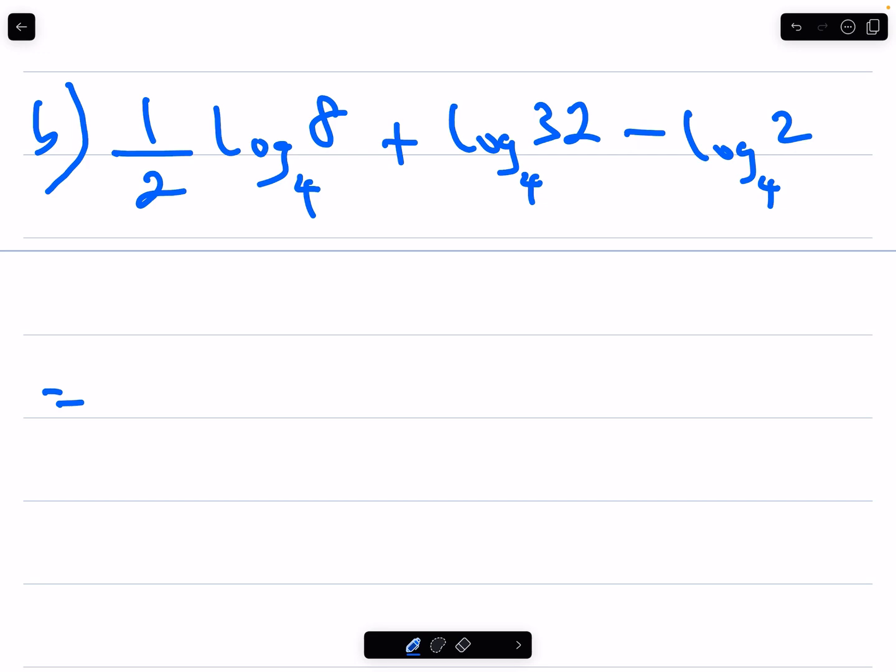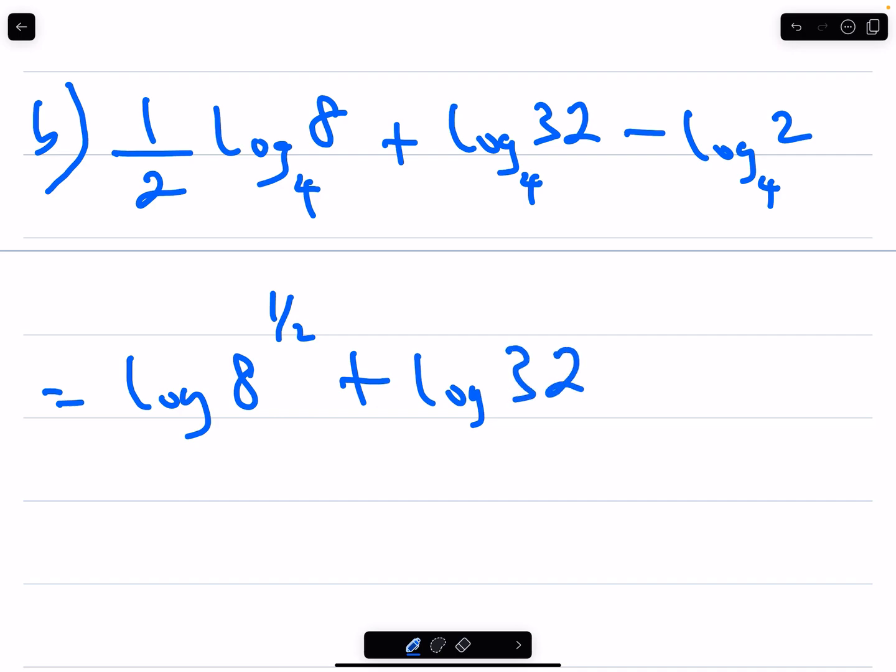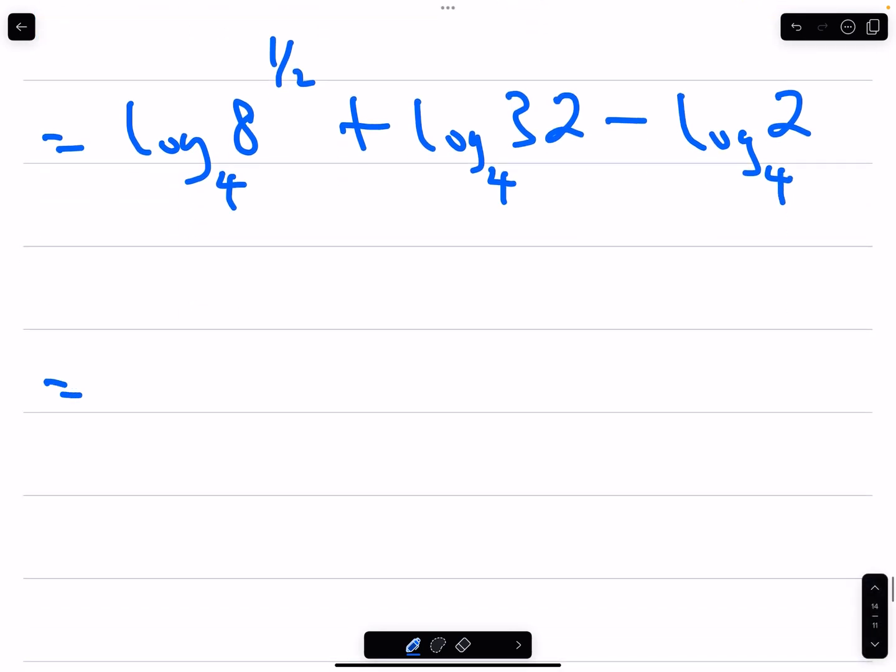First of all, don't fall for the trick. It's always simple. This is the same as log 8 raised to the power half plus log 32 base 4. Of course I know that it is log 8 raised to the power half base 4 plus log 32 base 4 minus log 2 base 4, and that will be equal to... 8 is 2 raised to the power 3. So 8 raised to the power half will now be 2 raised to the power 3 raised to the power half, which simply means 2 raised to the power 3 over 2.